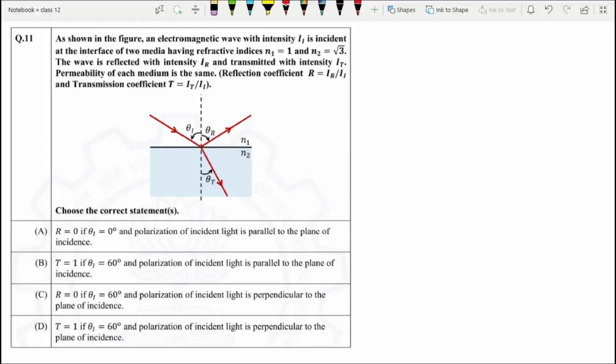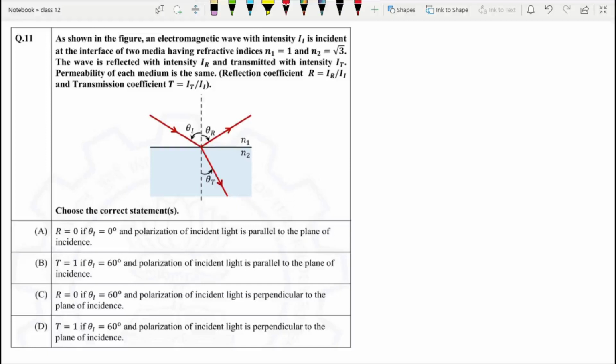As shown in the figure, an electromagnetic wave with intensity II is incident at the interface of two media having refractive index n1 equal to 1 and n2 equal to √3. The wave is reflected with the intensity IR and transmitted with the intensity IT. Permeability of each medium is same. Reflection coefficient R is equal to IR divided by II, and transmission coefficient T is equal to IT divided by II.